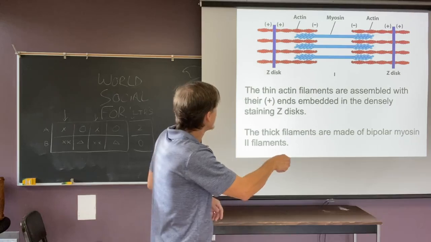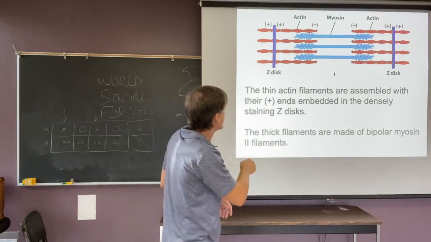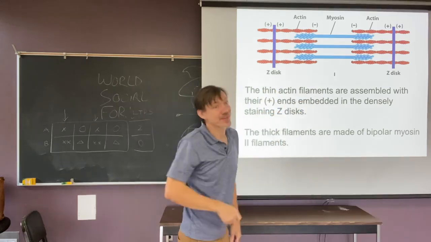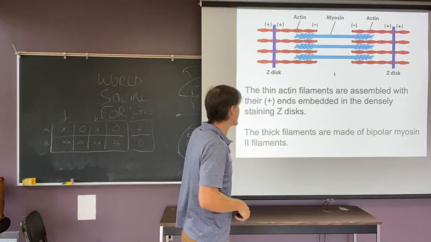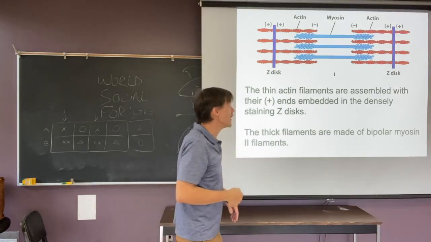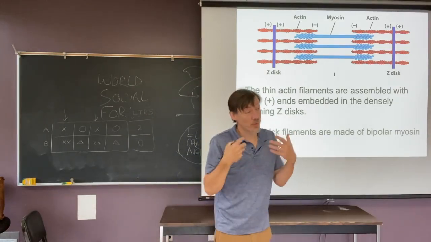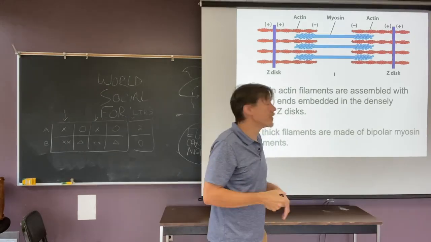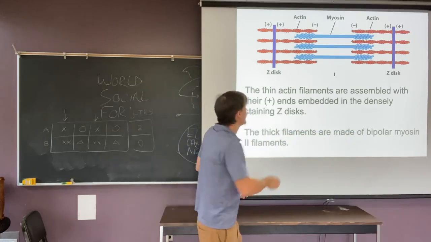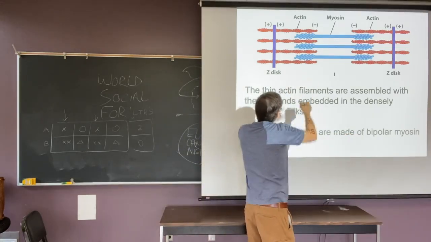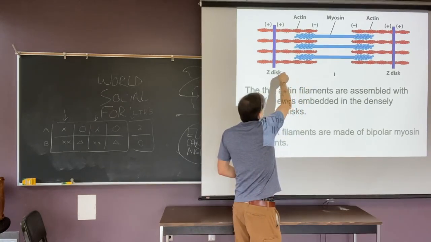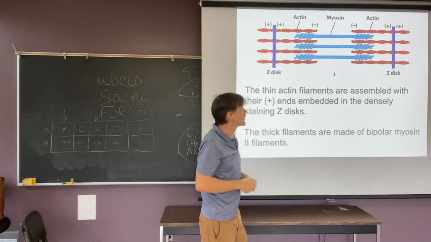So, as I mentioned, the thin actin filaments are assembled with their plus ends embedded in the densely staining Z disc, so I flipped that around. My apologies there. And then the thick filaments are made of bipolar myosin. One way to remember that is that myosin wants to walk towards the plus end of an actin filament. So if we have all of our myosin heads here, and the plus ends of the actin filaments here, these myosin heads are going to be trying to walk to the Z disc.